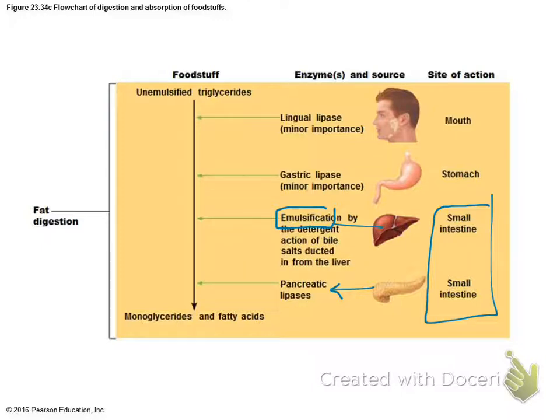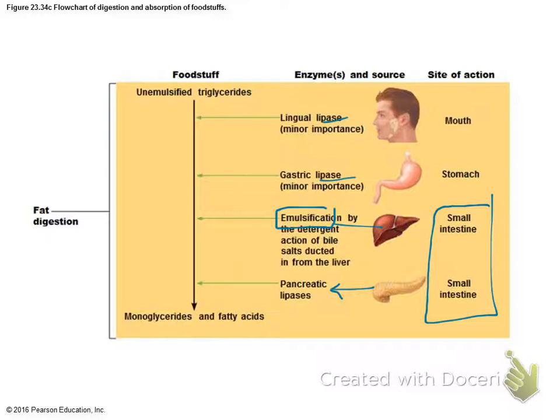But they're showing us two other enzymes here. Luckily for us, they're both lipases. But notice one is acting in the oral cavity, the other is acting in the stomach. But the chart's telling us that they're of minor importance. Why would that be? Because you still need the bile salts to break it down so that the lipase can get to it.